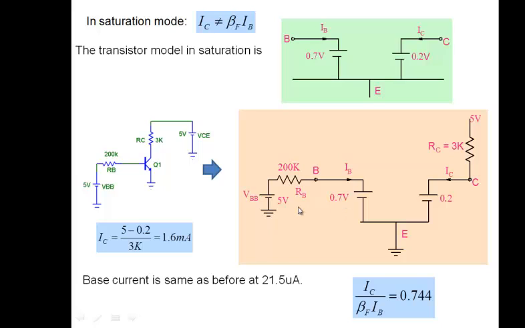How would I check whether my assumption is correct? I will check IC by beta IB. Suppose my assumption were not correct, you would have found IC by beta IB is greater than 1. Then you know my assumption of transistor in saturation region is incorrect. It must be in forward active mode. So I can start with forward active mode and check whether it's true or not, or I can start with saturation, check whether it's true or not. Either way I can start, okay?